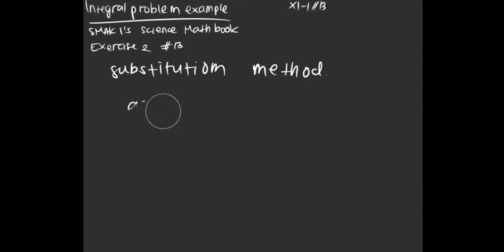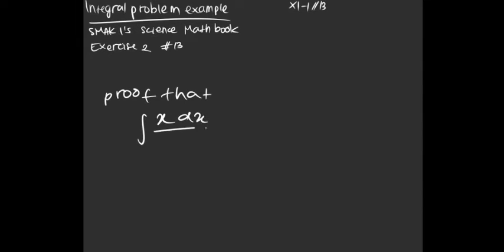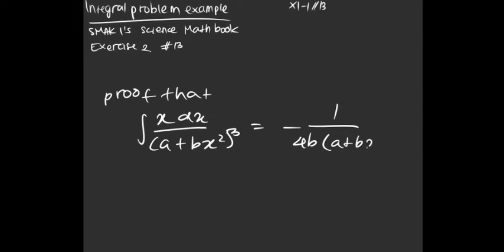Okay, so what kind of problem are we facing here? The problem is prove that the integration of x dx over brackets a plus bx squared close brackets cubed equals negative 1 over 4b times the bracket a plus bx squared close brackets squared plus c.